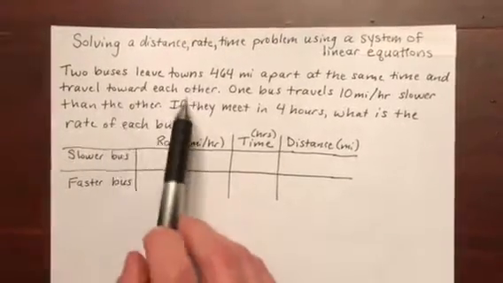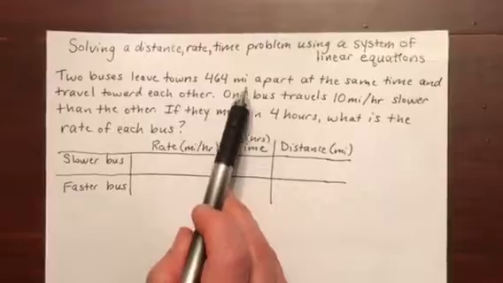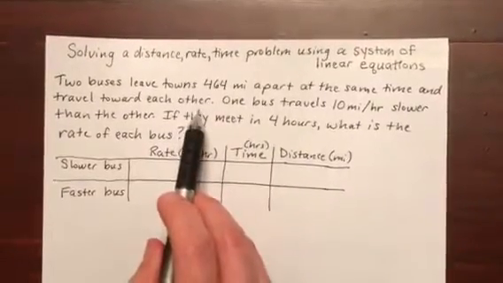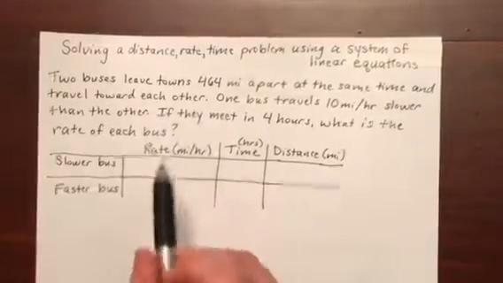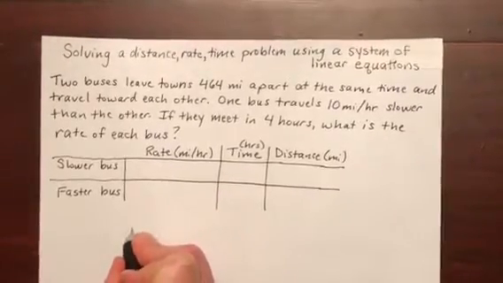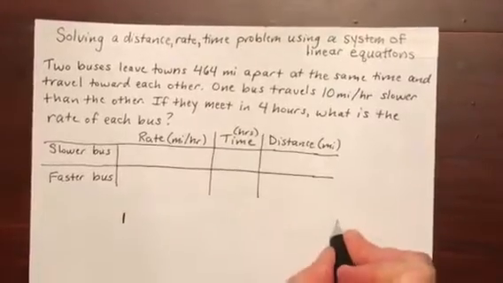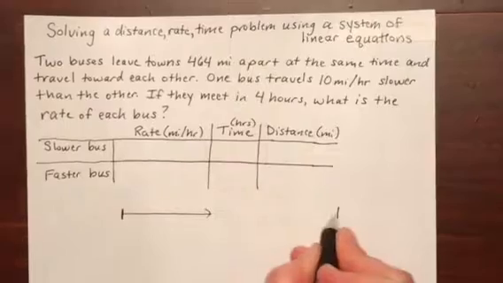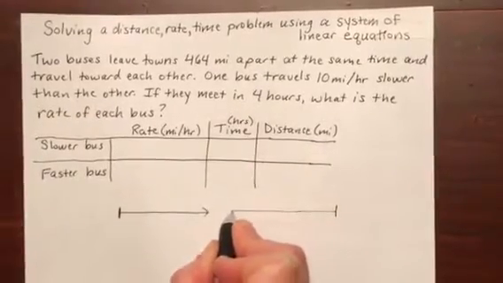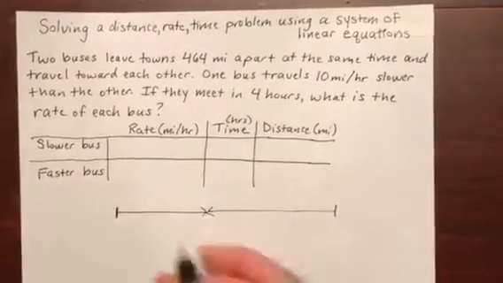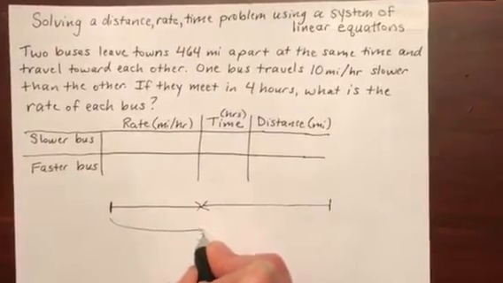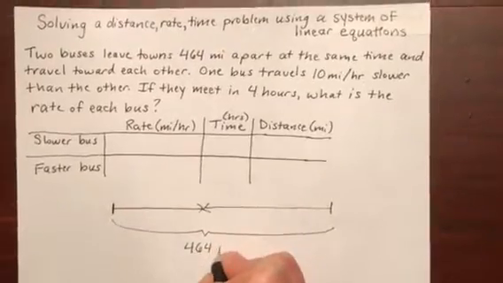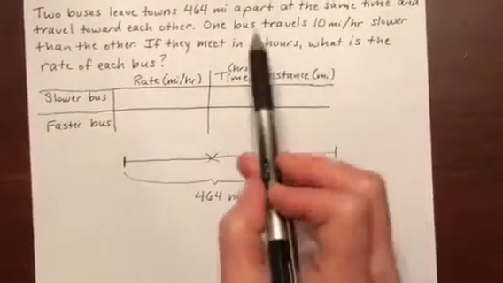All right, two buses leave towns 464 miles apart at the same time and travel towards each other. I want to draw a picture of this. So picture one bus leaving from here and one bus leaving from here, and they're going towards each other until they meet. Okay, we know that this total distance is 464 miles. All right, let's keep going.